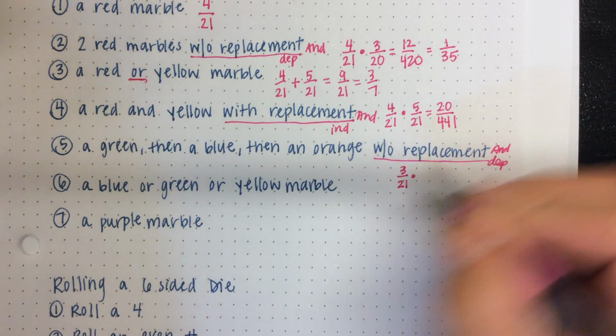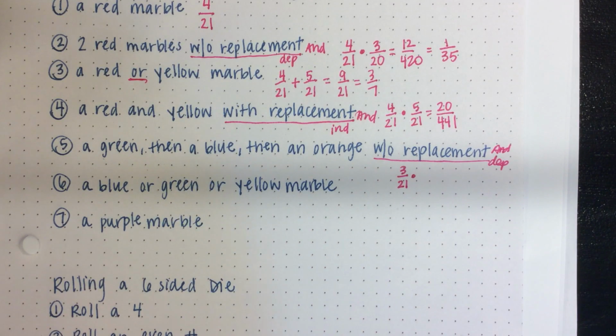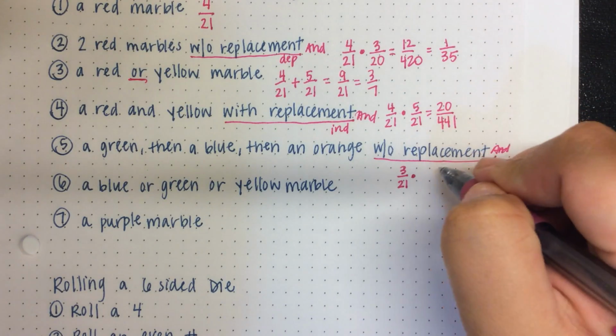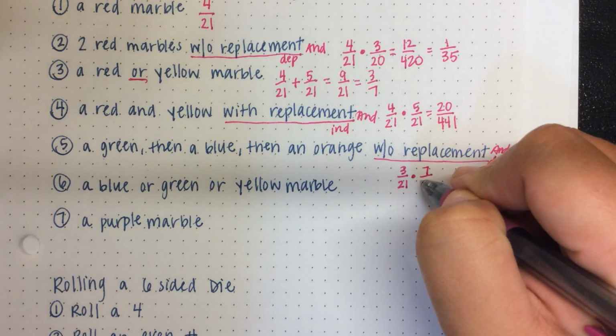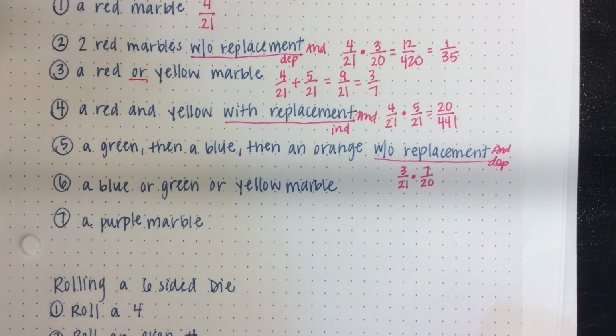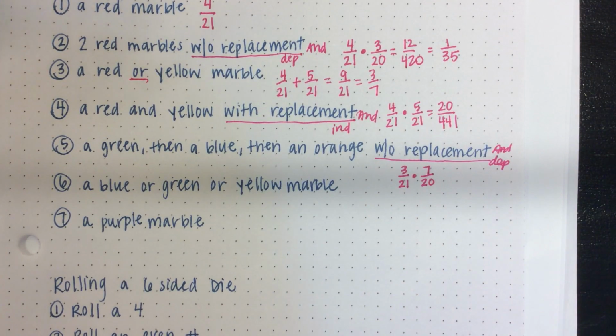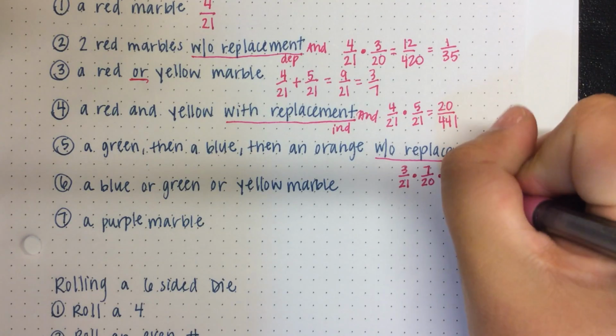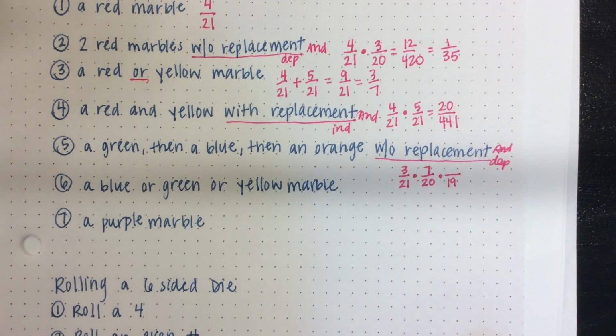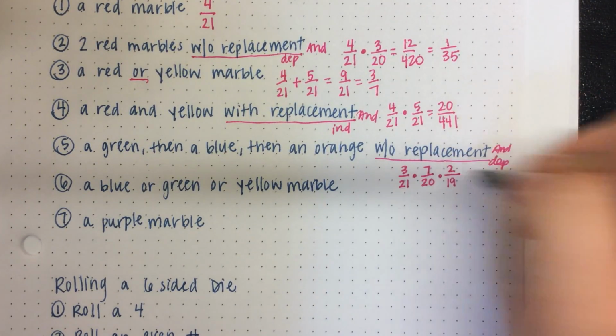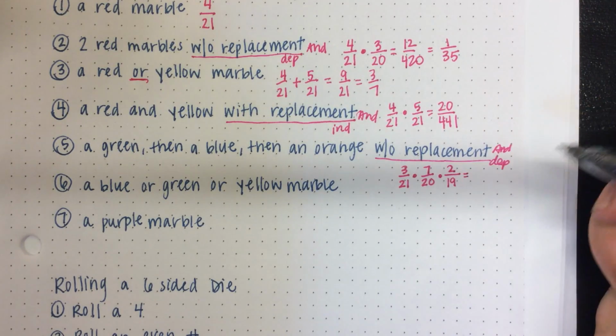Then I'm going to multiply that by the probability of getting a blue, but I already took a green marble out, so there's 1 less green marble in there. So I still have all of my blues, which was 7, but I have 1 less marble. So I only have 20 marbles to choose from. Okay, then I want to get an orange marble. I have 2 orange marbles, but I've taken out a green and a blue marble. So that means I'm left with 19 marbles, right? And I still have all of my orange ones, which is 2. And we just multiply all of them together.